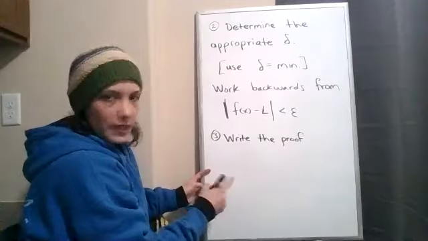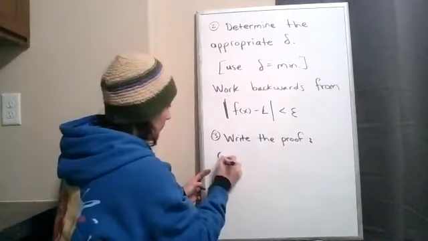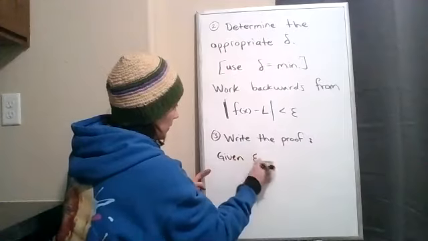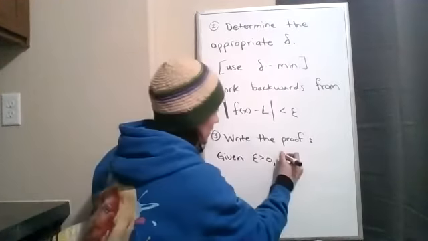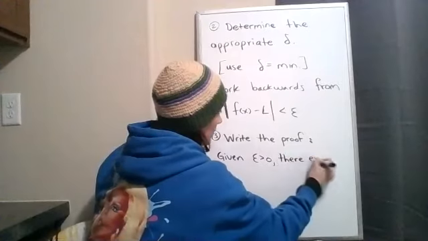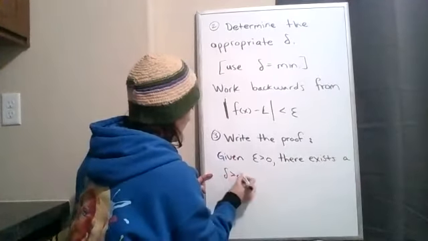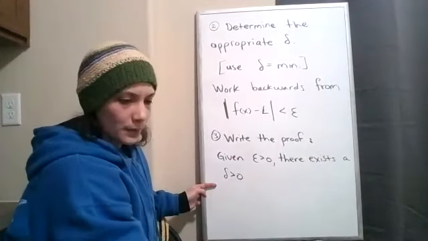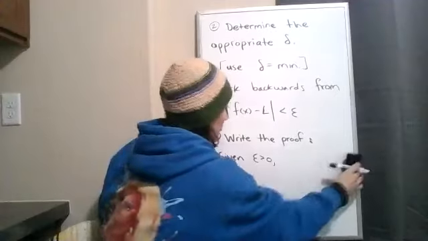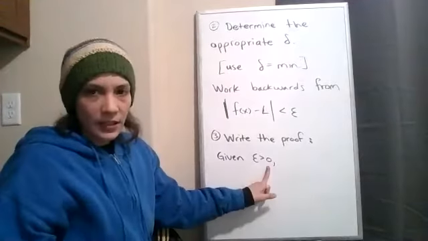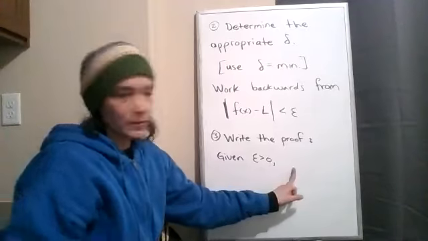Okay. These proofs always start like, given epsilon greater than 0, there exists a delta greater than 0. Actually, we're going to put, we found delta. So given epsilon greater than 0, let delta equal some value.